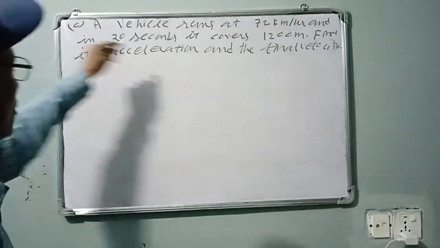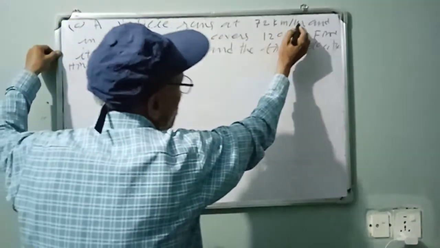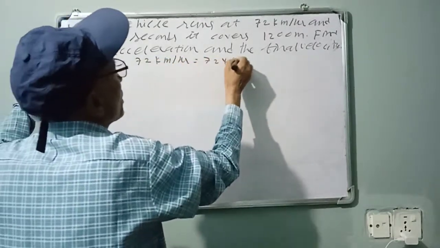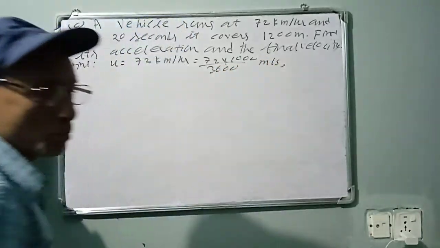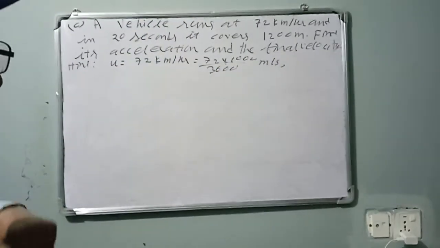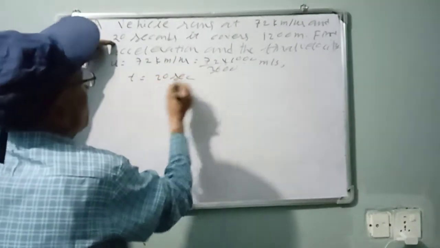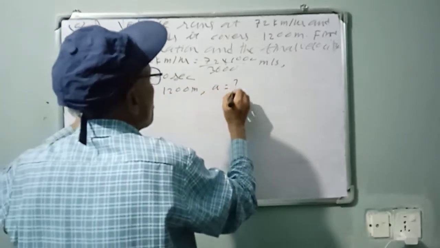See, a vehicle runs. I just give you a hint because it is the practice question. A vehicle runs at 72 kilometers per hour. That means the initial velocity is 72 kilometers per hour, 72 into 1000 by 3600 meter per second. Here the final velocity v is not 0. It is moving for a time of 20 seconds. Distance is 1200 meter. Acceleration what?